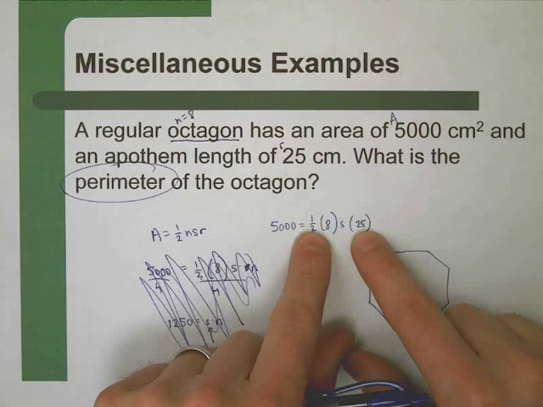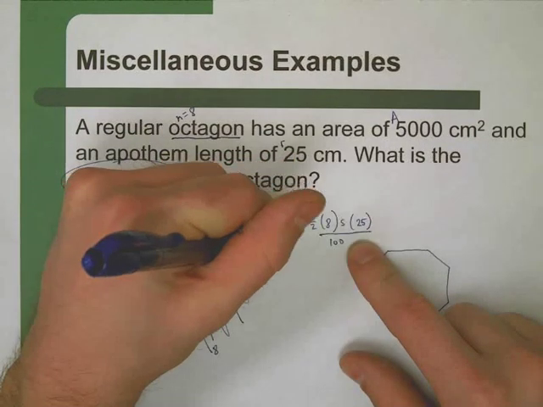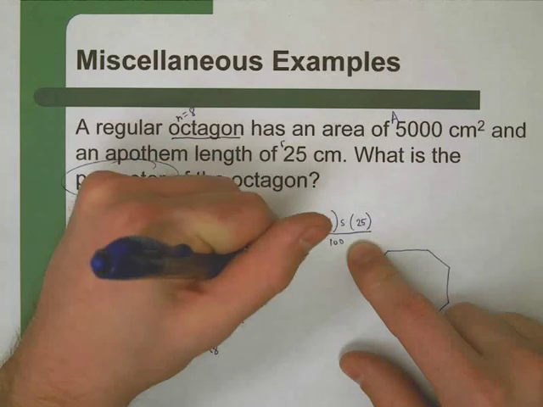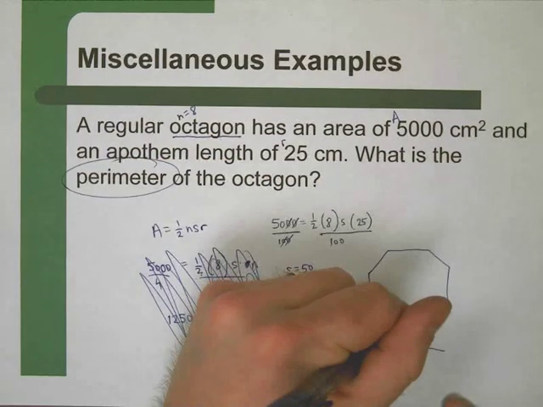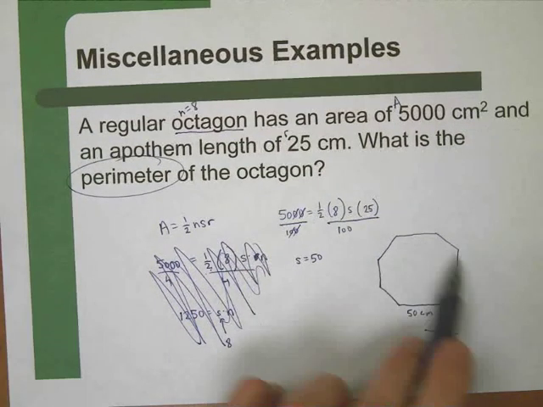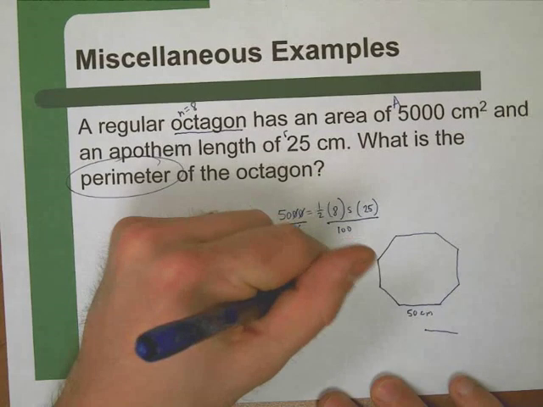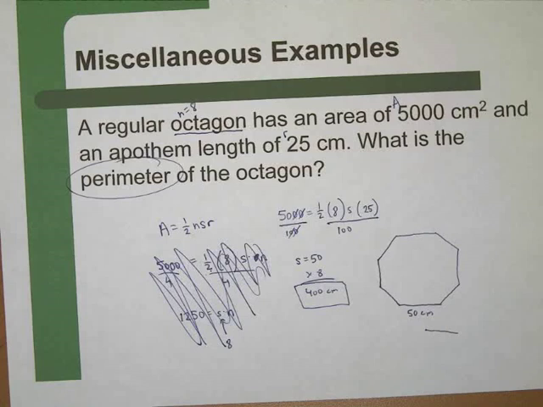If I take 8 times 25, that'd be 200. Half of that would be 100. So if I divide the 100 out from both sides, I would find out that S is equal to 50. In other words, each side length is 50 centimeters. So what's the perimeter of the shape? Well, it's equilateral because it's regular, so I take 50 times 8, and I would have 400 centimeters for the perimeter.